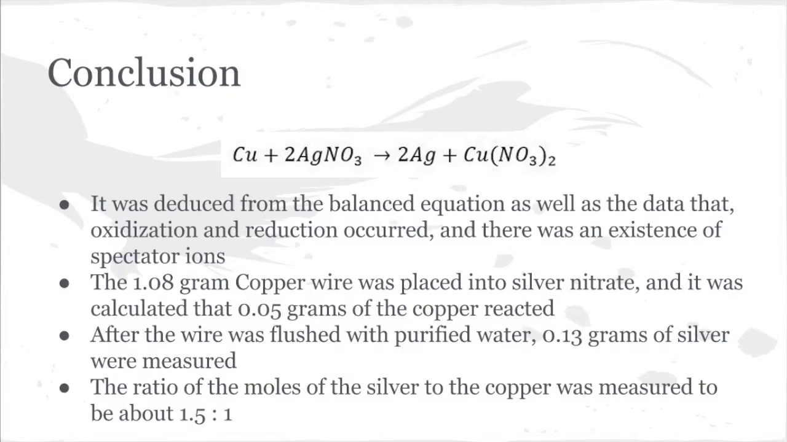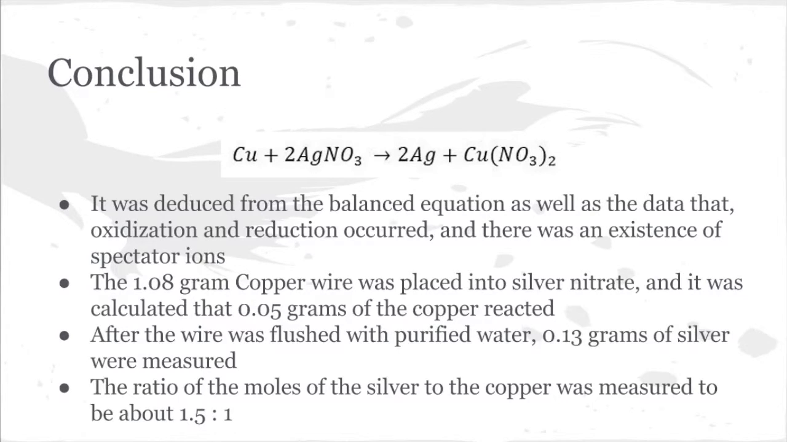As we can see in our balanced equation, Cu plus 2AgNO3 yields 2Ag plus Cu(NO3)2. It was deduced that oxidation, which is the loss of electrons, reduction, which is the gain of electrons, and spectator ions, which are ions that don't affect the amount of electrons in other ions, all existed. The element that was oxidized was copper, and the reduction occurred to silver, which lost and gained 2 electrons respectively. The spectator ion in this reaction was the nitrate.